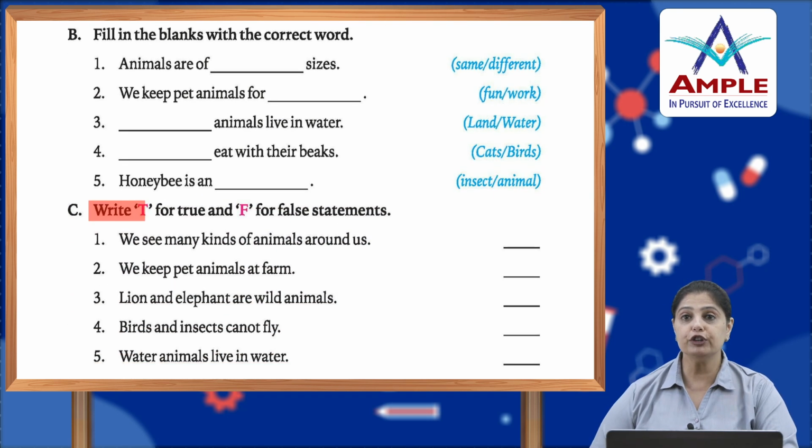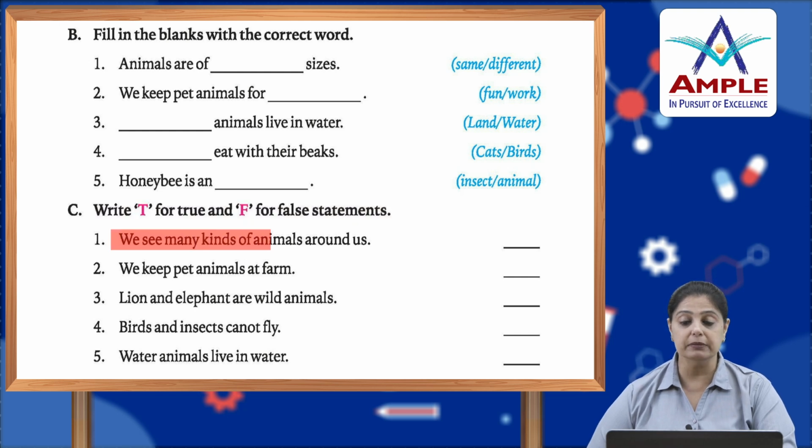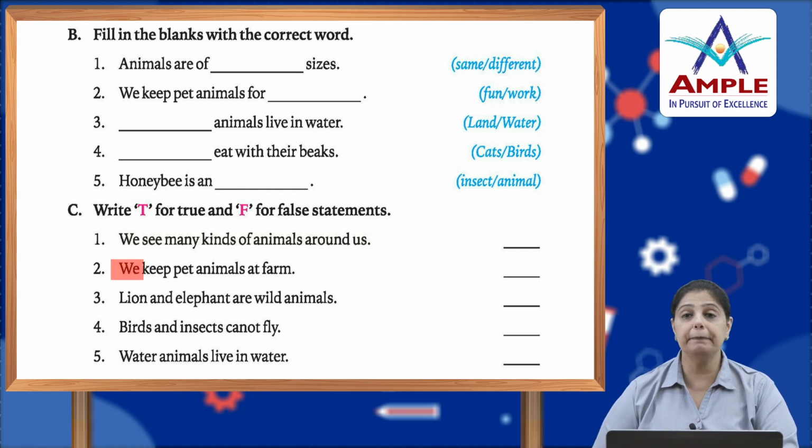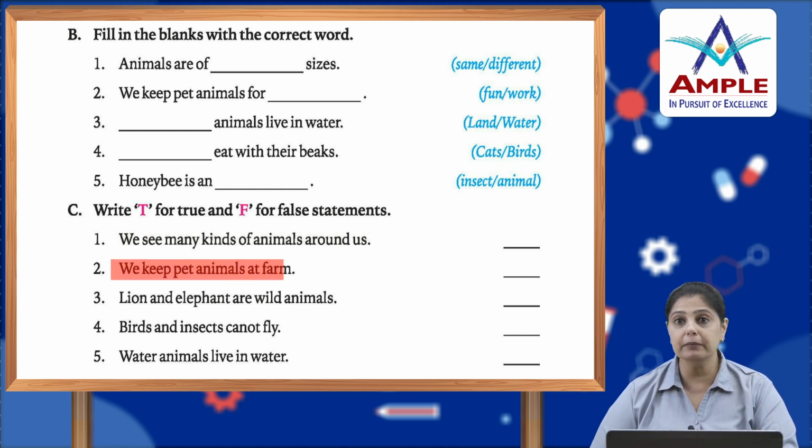Now, write T for true and F for false statements. We see many kinds of animals around us. True or false? It is absolutely true. We keep pet animals at farm. Actually, people do keep them in the farms also, but generally they stay in the house of the farmer. So, pet animals are not kept in the farms, they are kept in the house.